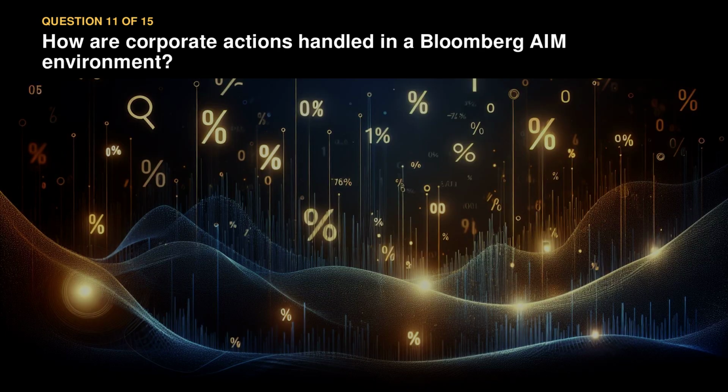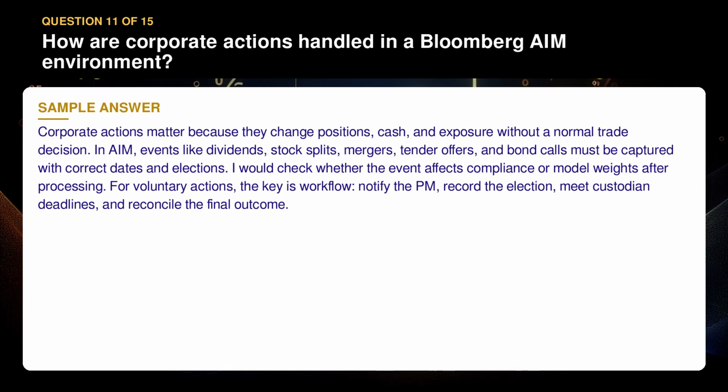Question 11. How are corporate actions handled in a Bloomberg AIM environment? Corporate actions matter because they change positions, cash, and exposure without a normal trade decision. In AIM, events like dividends, stock splits, mergers, tender offers, and bond calls must be captured with correct dates and elections. I would check whether the event affects compliance or model weights after processing.